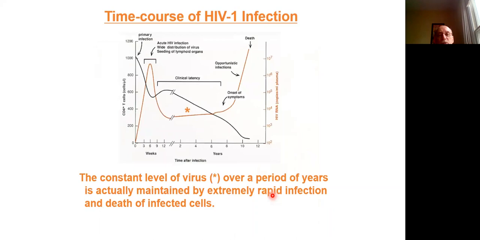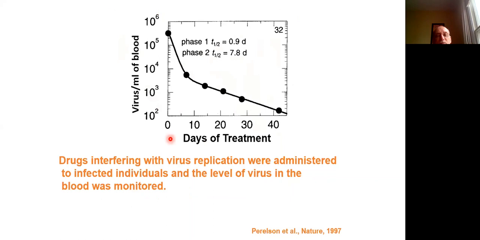So what's going on during this so-called latent period, the steady state, which lasts for many years? It turns out that this steady level of virus is actually maintained by extremely rapid infection and death of infected cells. And this is clear from the following simple experiment. If you treat a person in that steady state with a drug which stops infection, stops virus replication, and just monitor the amount of virus in the blood, you will see that the amount of virus in the blood drops first with a half-life of about a day. After a period of about a week, the slope of the curve changes, and now the half-life with which it drops is more like a week instead of a day.